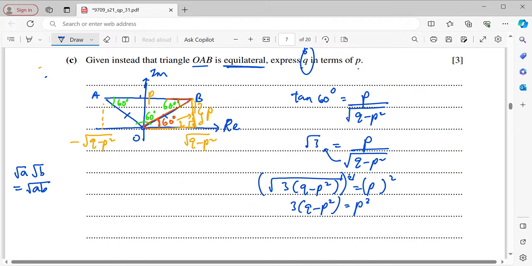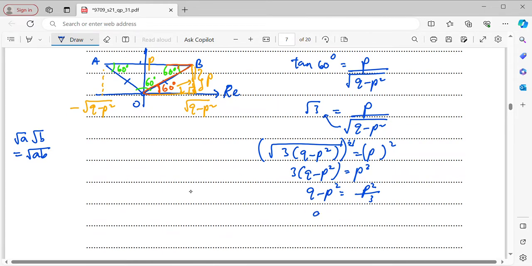So then from here, bring in the 3 because we need to get q. Or probably the 3 I can just move to the right side directly. So q minus p squared equals p squared over 3. So now my q is going to be p squared over 3 plus p squared. Then you will be getting 1 over 3 p squared plus 1 p squared, and now 4 over 3 p squared. So this is our relationship between q and p.